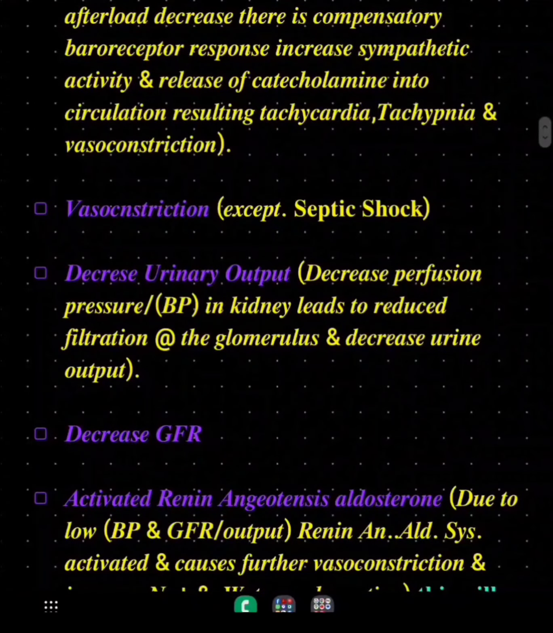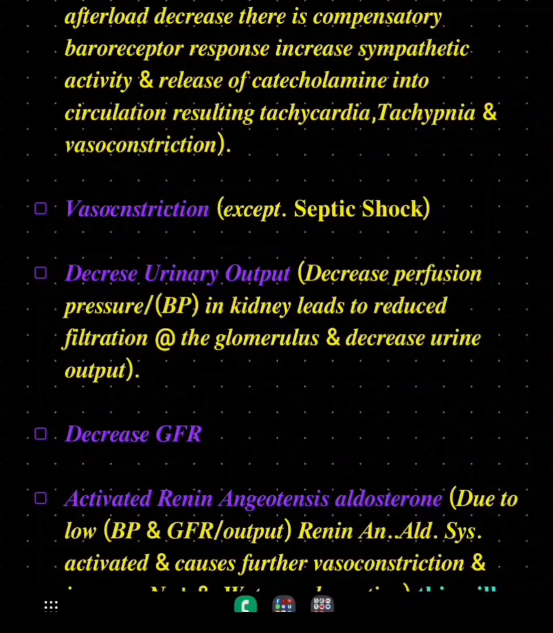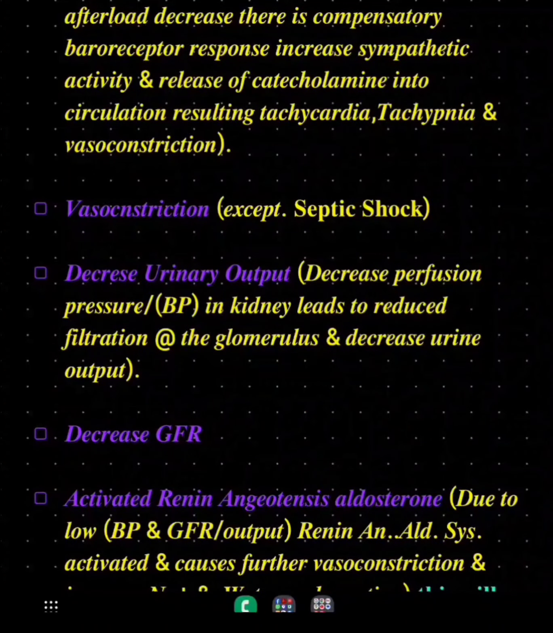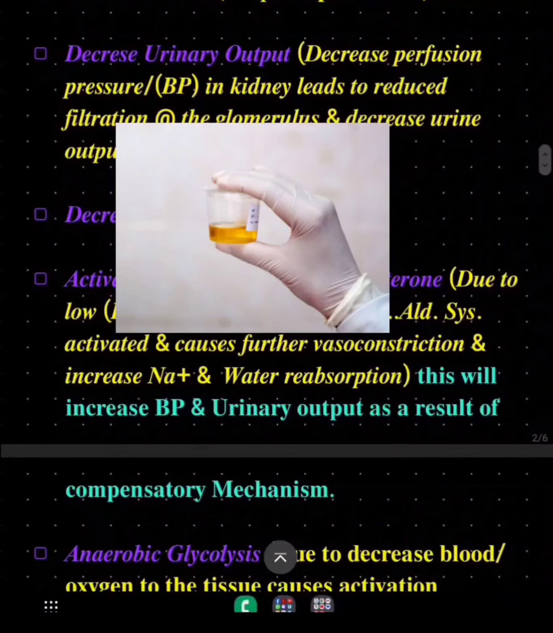Then vasoconstriction is one of the most important features regarding shock, except septic shock. In case of septic shock, it causes vasodilation. That is exceptional. And the other feature is decreased urinary output.